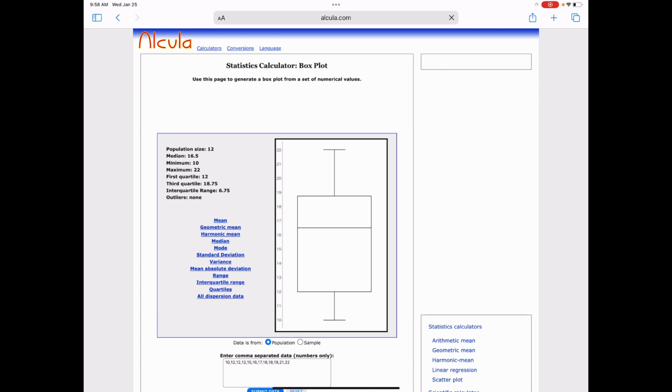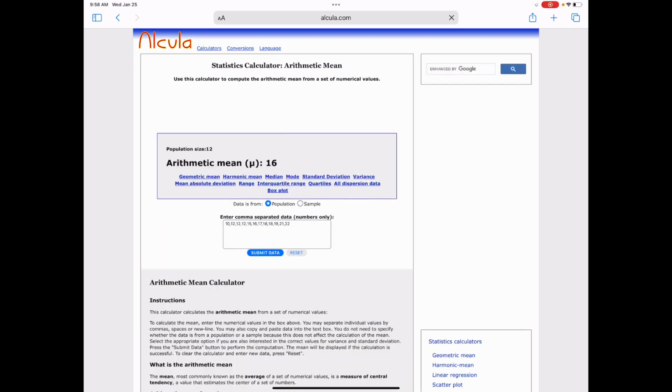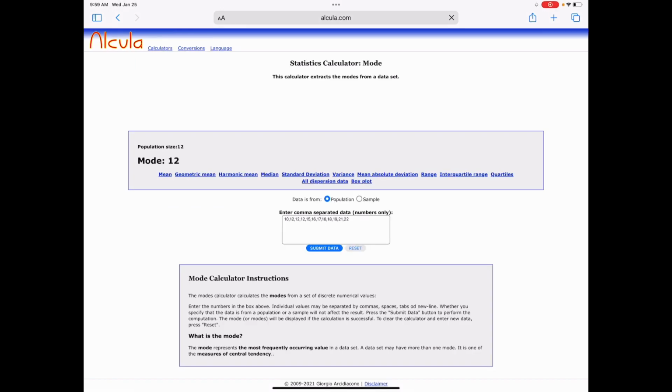Again, with the box plot generator, we do need to hit each of the hyperlinks to find the other measures. So let's go to the mean. So here's the mean. The mean is 16. So if I were to take that mean times 3, that would give me 48. I will also click on the mode. So there is the mode. The mode is 12. So 12 times 3 would be 36.